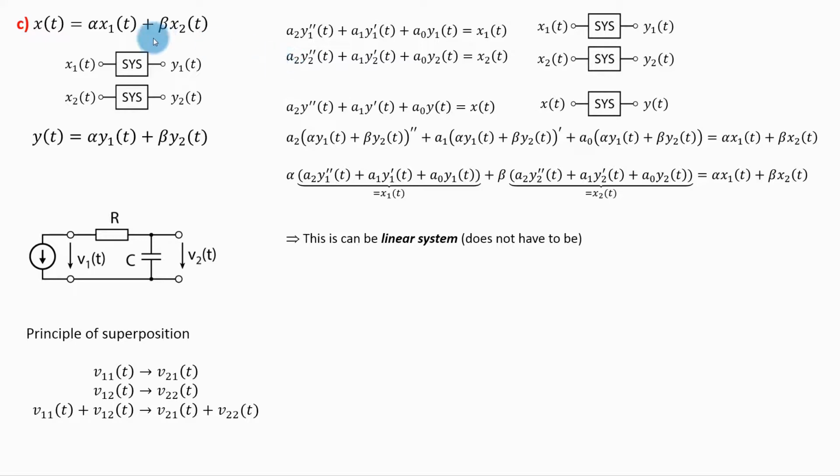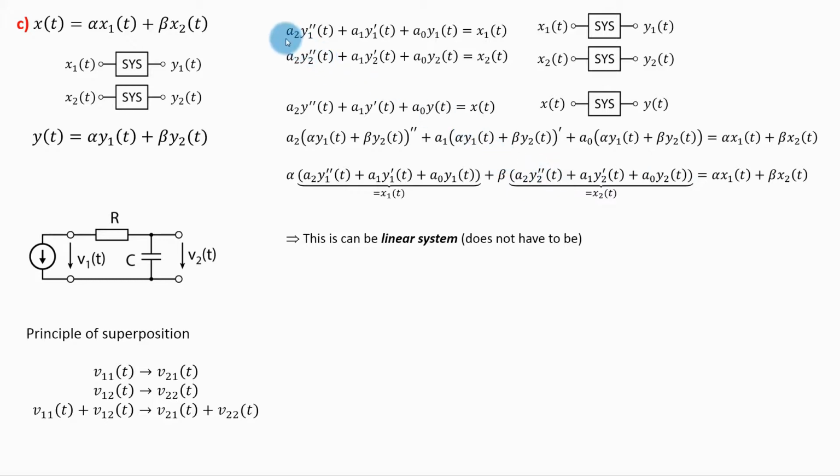Now, if I use this linear combination of x1 and x2 as my input, and I expect this linear combination of y1 and y2 to be my output, then these signals x and y must also satisfy my differential equation. So let's check that. Here is my differential equation with signals x and y, and here I substituted the linear combination for x and y. I can rearrange this differential equation into this form, where I have put together all the terms with y1 and all the terms with y2.